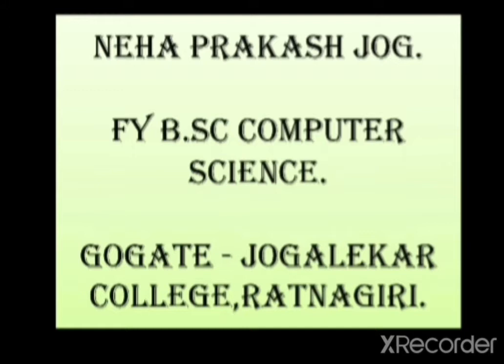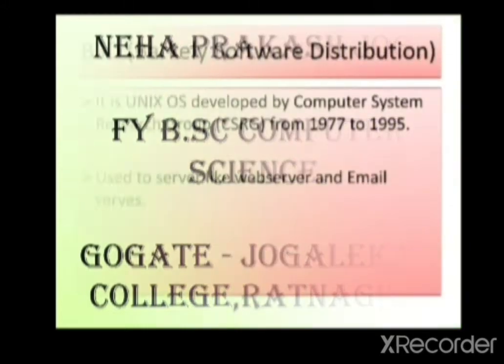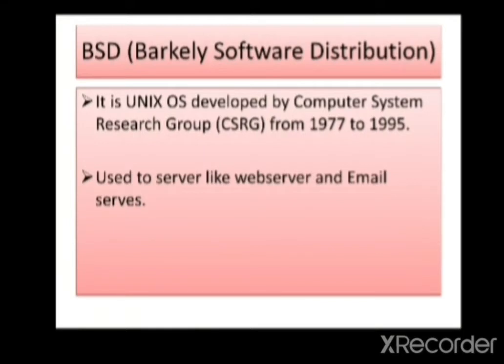In this video, we will study about BSD and its types. BSD is based on Berkeley Software Distribution. It is a Unix operating system developed by the Computer Systems Research Group, CSRG, of the University of California from 1977 to 1995. BSD is a branch of the family of Unix-like operating systems.